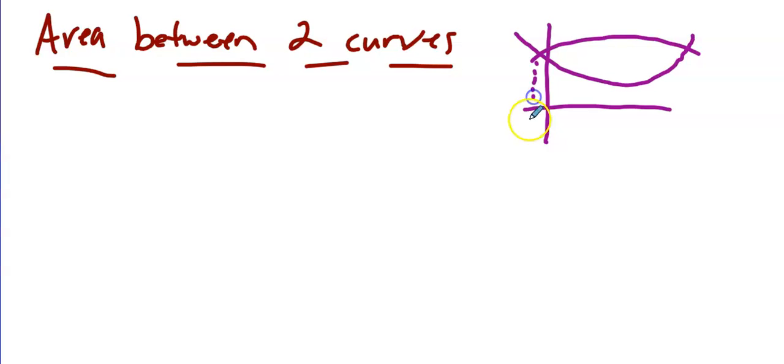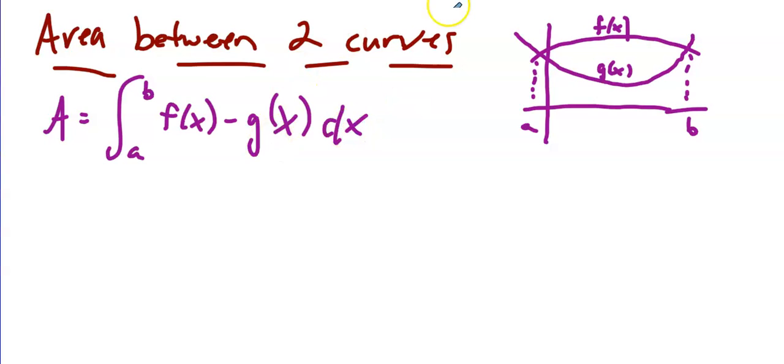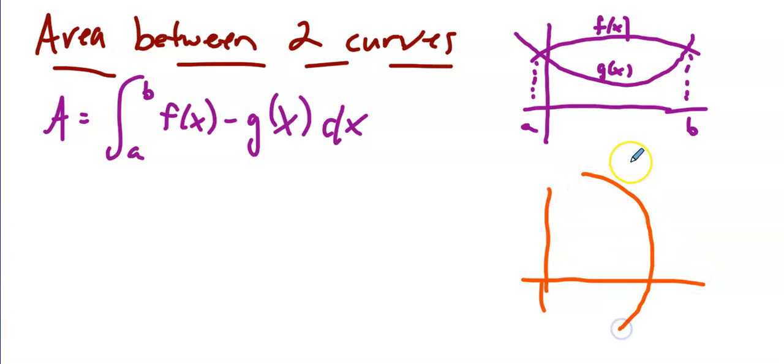And we can say that they intersect at A and B, and this top function is f of x, and this bottom function is g of x. So it's very clear. Then the area of this shaded region is going to be from A to B of f of x minus g of x dx. Pretty straightforward. Then if I do something like this, and let's have a little fun with it, something like that now.